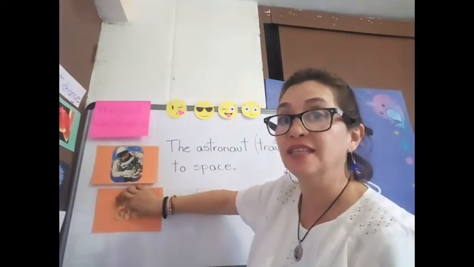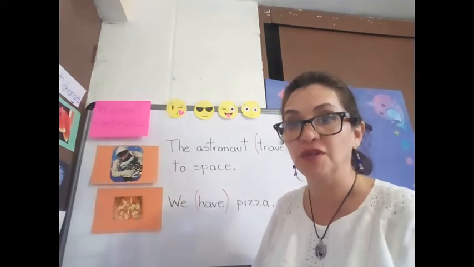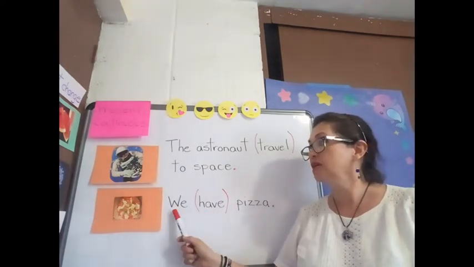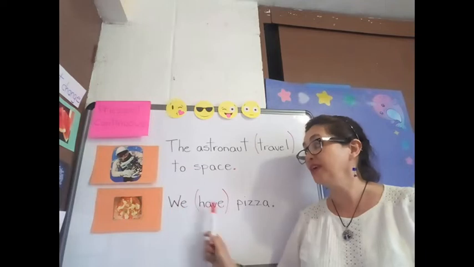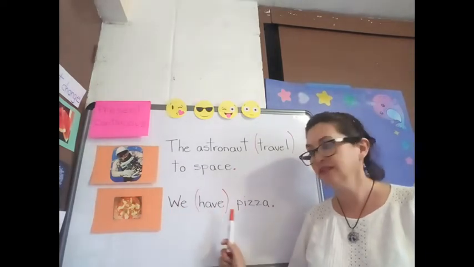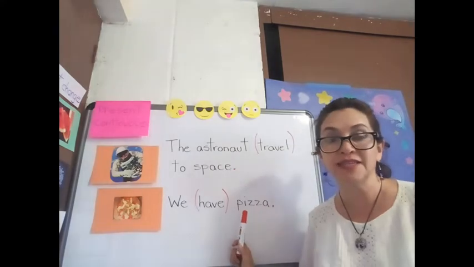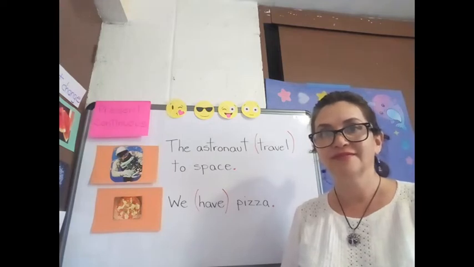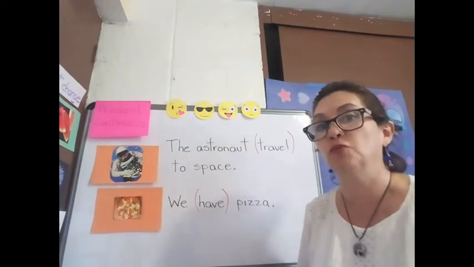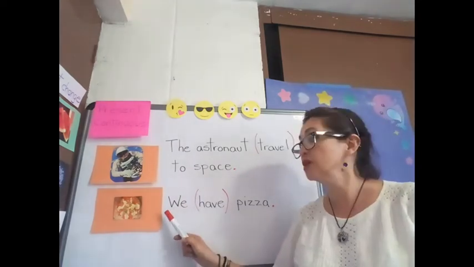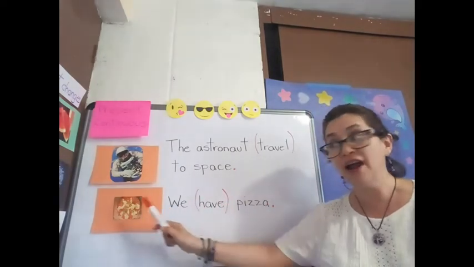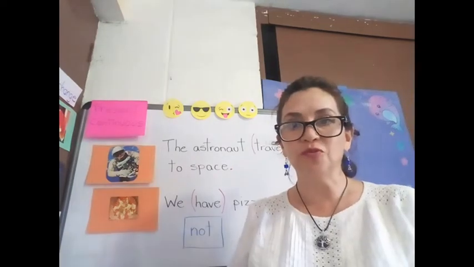Now, I'm going to show you something you like very much. Pizza. Let's make a sentence in present continuous form with the word pizza and the verb have. We is the subject, the verb in base form, have, the complement, pizza. Can you make a sentence in present continuous form with these words? Very well. Let's see if you were correct. The present continuous form is we are having pizza.